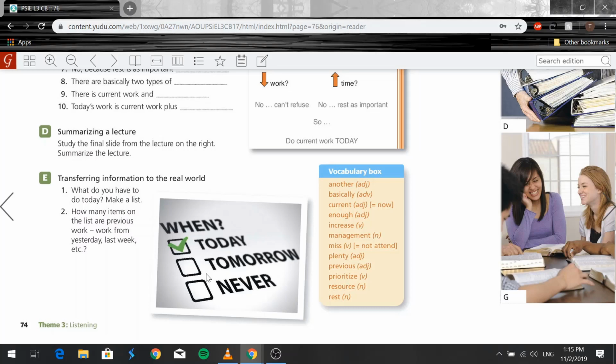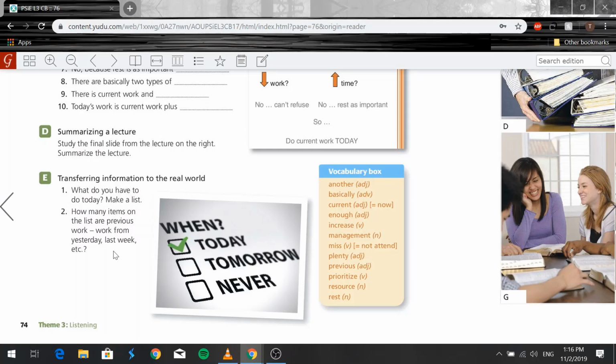Well, if I had to make a to-do list, I'll probably say that I still have to go grocery shopping, right? I still have to record more videos for you guys, right? Have to go to the gym. All of these are things that I have to do today. And how many items on the list are previous work? Well, I'll definitely say that making videos for you guys is previous work. Quite a busy week. So I'm now paying the price. So yeah, that's previous work.